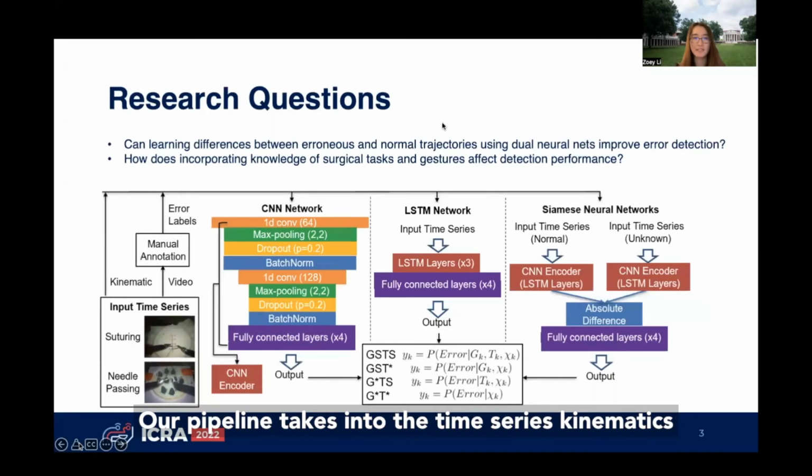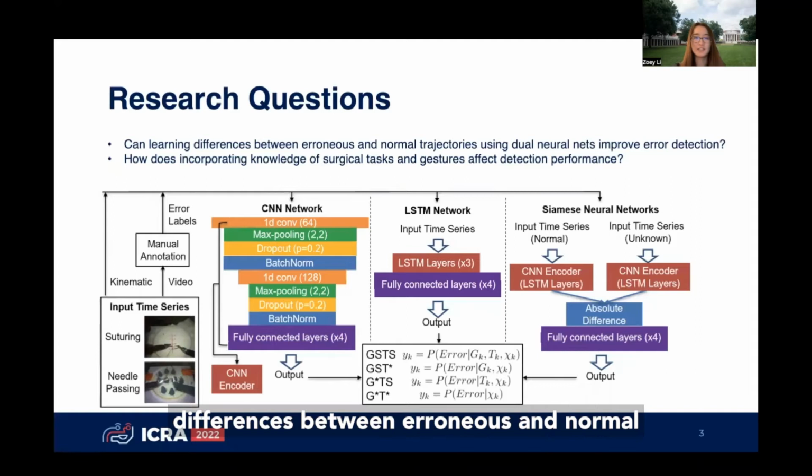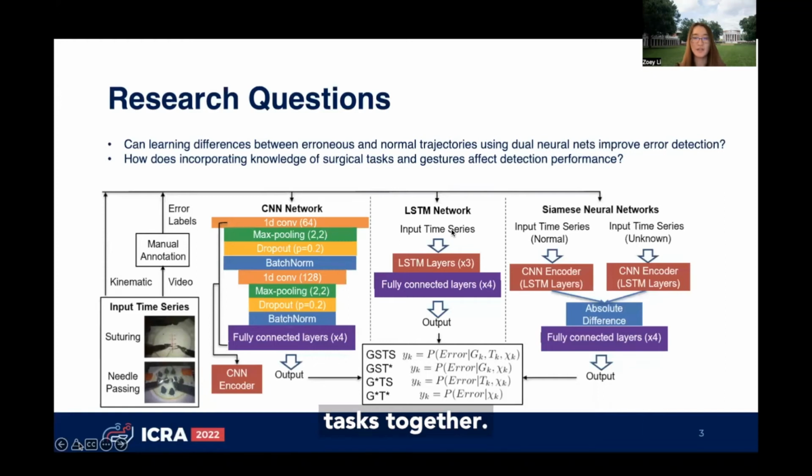Our pipeline takes in the time series kinematics data and then feeds the data into a neural network model to perform runtime error detection. We aim to investigate the following research questions. First, we want to know whether learning the differences between erroneous and normal trajectories using a dual input Siamese network provides better deep learning performance than a single input network. Second, we investigate how incorporating the knowledge of tasks and gestures with different training setups affects the performance of erroneous gesture detection. We do this by designing 4 different training setups that combine gesture and task together.